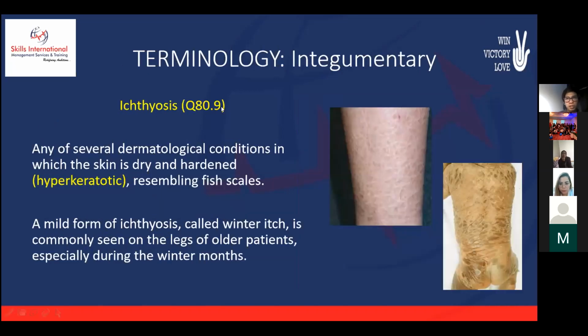Your ichthyosis, the ICD code is Q80.9. Ito naman yung sobrang nag-harden yung mga skin cells mo. So, hyperkeratotic, ibig sabihin sumobra. Yung pag-harden ng keratin. Ano ba ang keratin? Imagine your nails. It has keratin. Ano ang texture ng nails? Di ba matigas siya? Compare mo sa balat ng braso mo, sa balat ng pisngi mo.